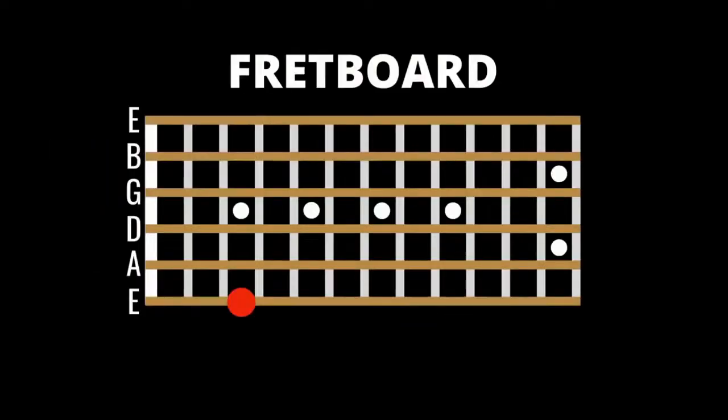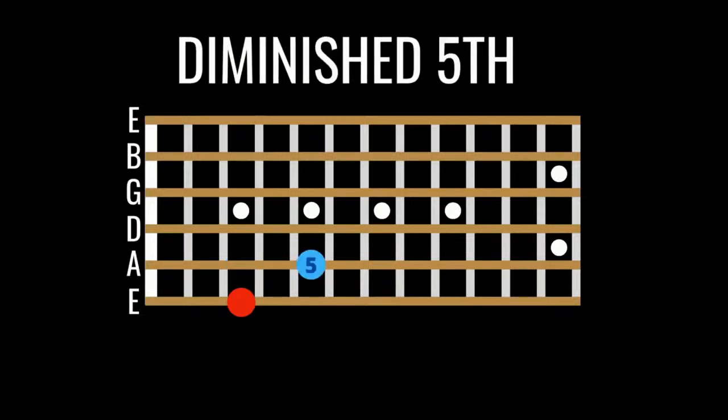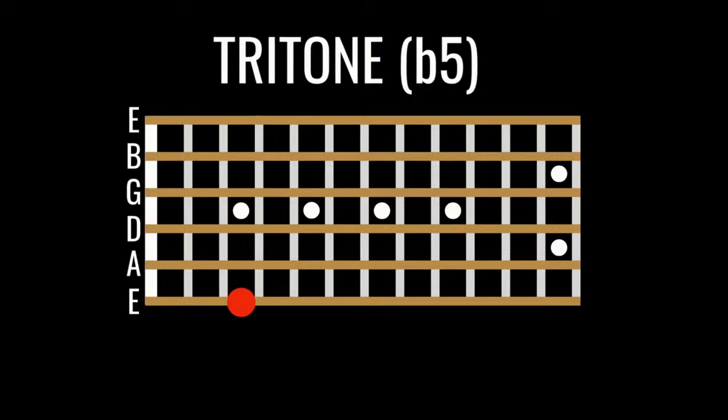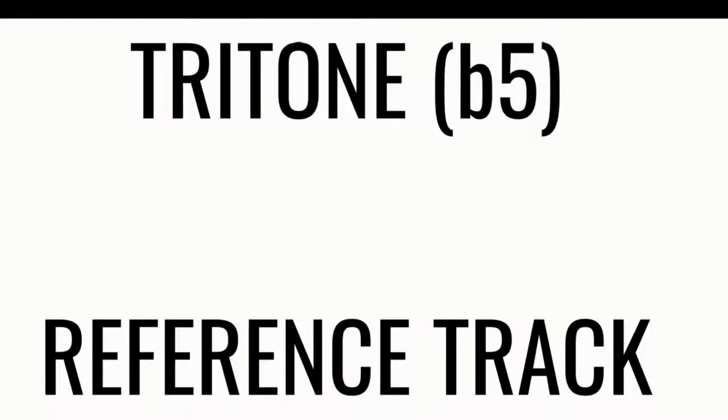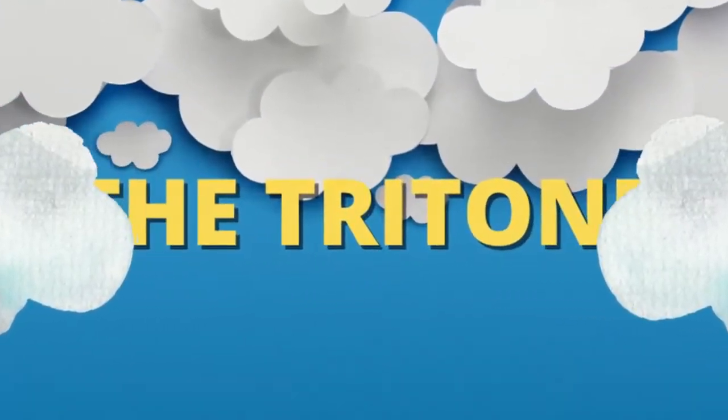This interval can be called an augmented fourth if the fourth is raised, a diminished fifth if the fifth is lowered, or even a tritone, but let's stick with flat 5 for simplicity. You can find the flat 5 interval by playing a note diagonally up from our starting note on the next string. It's back to The Simpsons again for this reference track, but this time it's the first 2 notes of the title reveal.